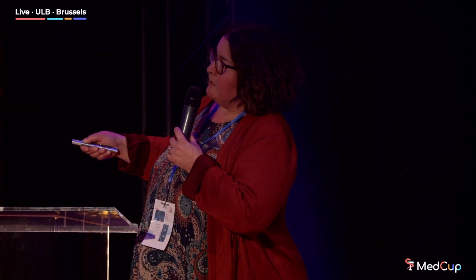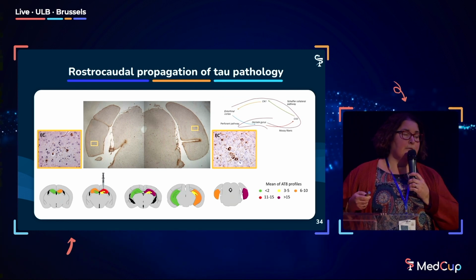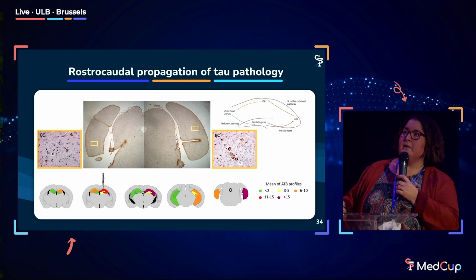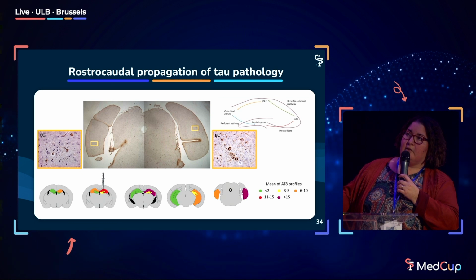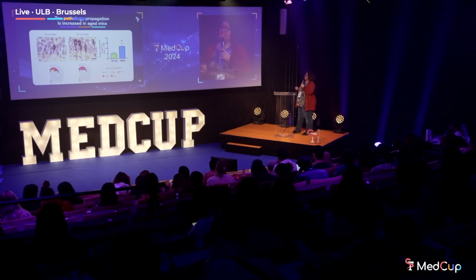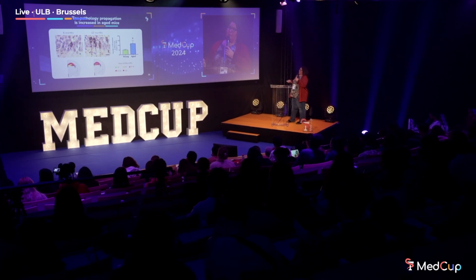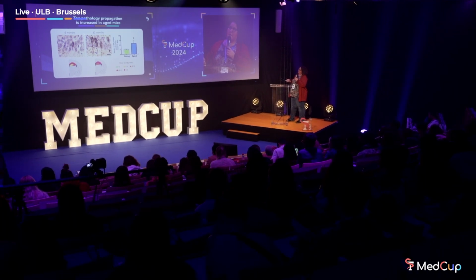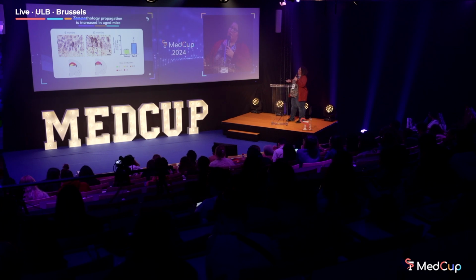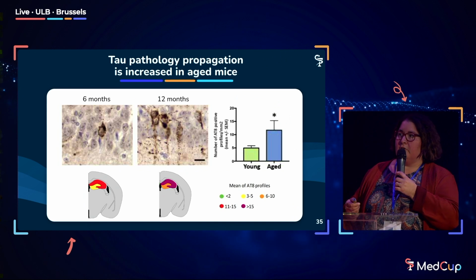We have seen that the Hammond's horn is connected to the entorhinal cortex. The entorhinal cortex is very posterior in the brain. Its position is at the end of the brain. And we can see that in the entorhinal cortex, we have a tau pathology. We have studied the effect of aging on this propagation. Thus, we injected mice at 6 months and other mice at 12 months of age. And we observed a strong increase in tau pathology propagation with aging, suggesting that the major risk factor acts by increasing the pathology propagation.